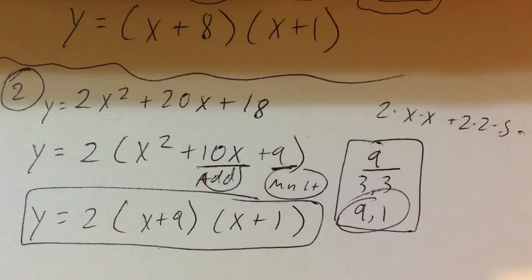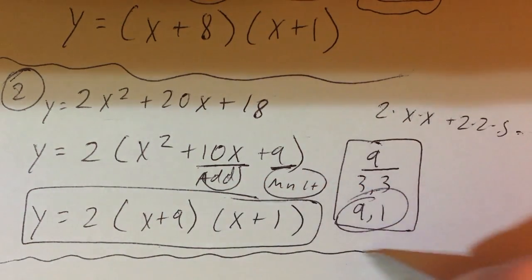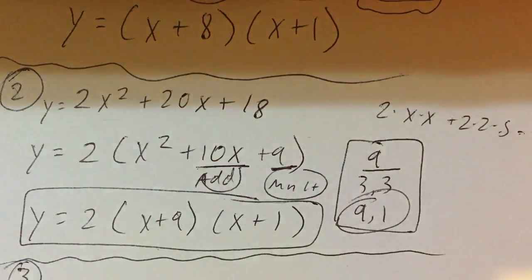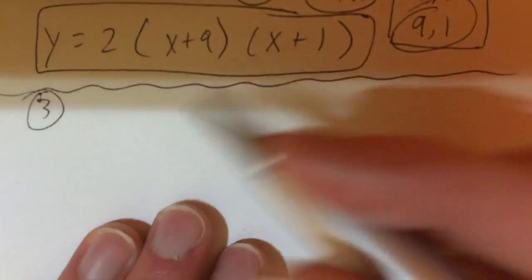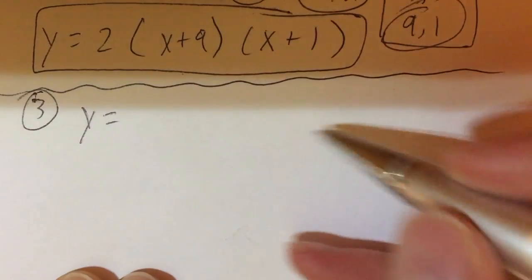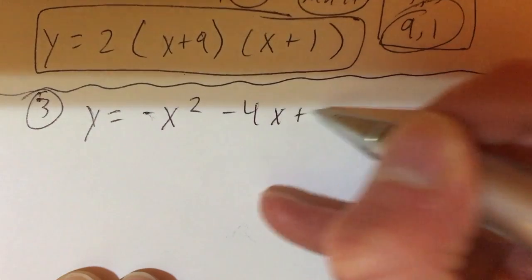Done. That's it, okay? You don't have to set it equal to 0 and solve. That's all I want you to do is convert, okay? Let's do another one. Another one where you had to factor something out at the beginning. This time, not just a number. This time you're going to have to factor out a sign, okay? Let's do this one. y equals negative x squared minus 4x plus 5, all right?